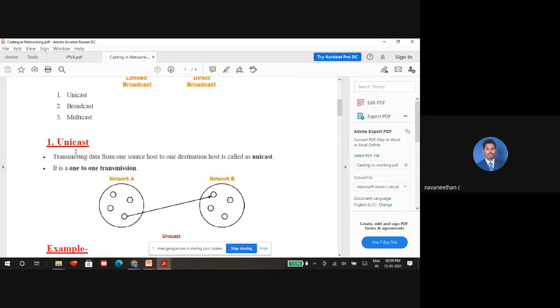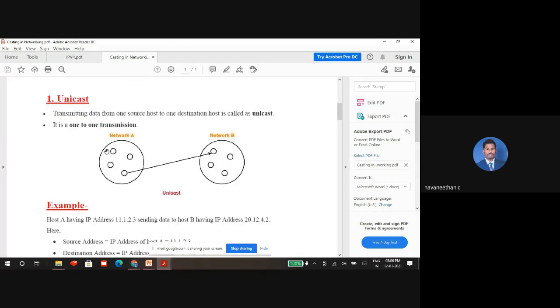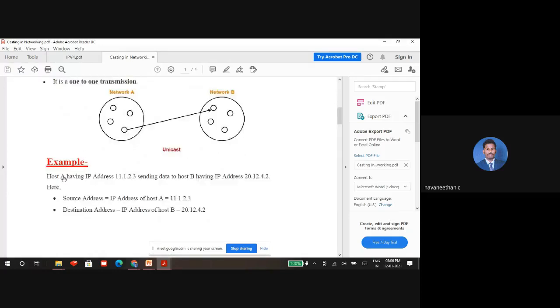Unicast is transmitting data from one source host to another host, one to one. Just see an example. We have host A and host B. Host A has an IP address like 11.1.2.3, and host B has an IP address 20.12.4.2. Very simple, one to one. This is called unicast.